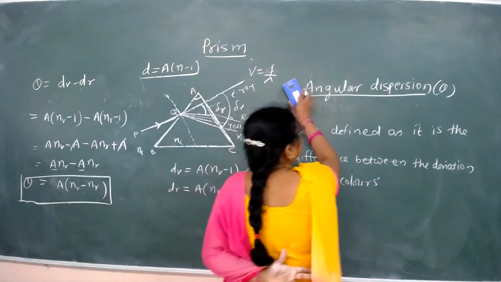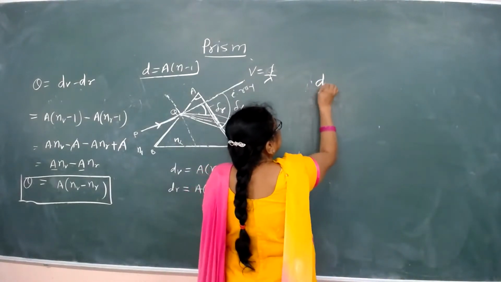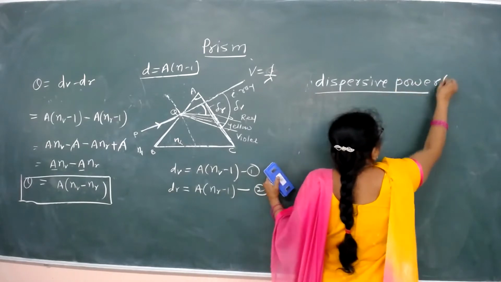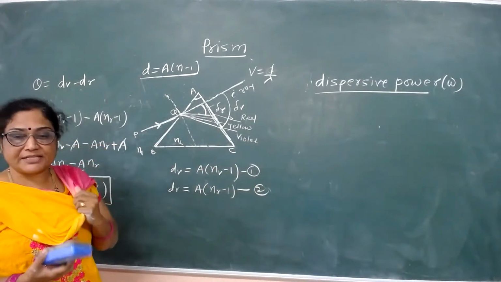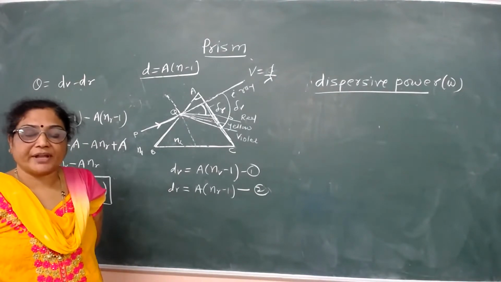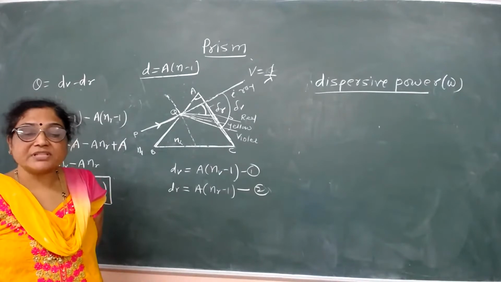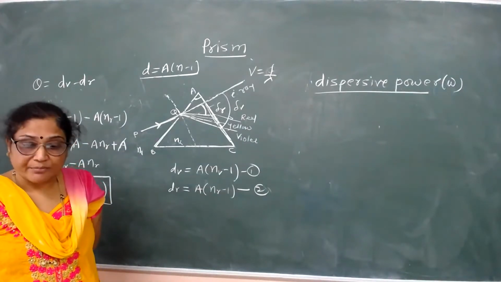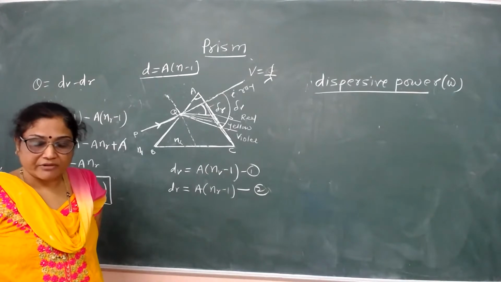Here, dispersive power. It is denoted by the letter omega. Dispersive power is defined as the ability of the prism to disperse the ray of light, when the composite ray of light is incident on the prism. That is known as the dispersive power of the prism. On which factors does the dispersive power of the prism depend? Dispersive power is the ability of the prism to disperse the ray of light or to deviate the ray of light. That is known as the dispersive power of the prism.